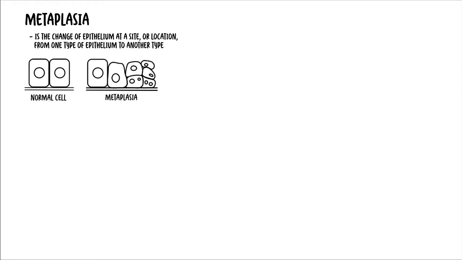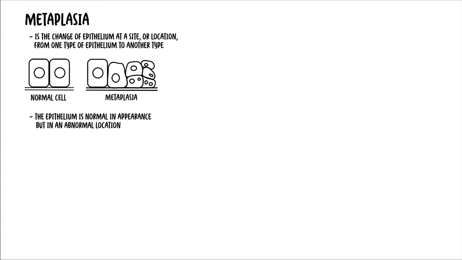The final type of cellular adaptation is metaplasia. And metaplasia is the change of the epithelium at a site or location from one type of epithelium to another type. In metaplasia, the epithelium is normal in appearance, but in an abnormal location.